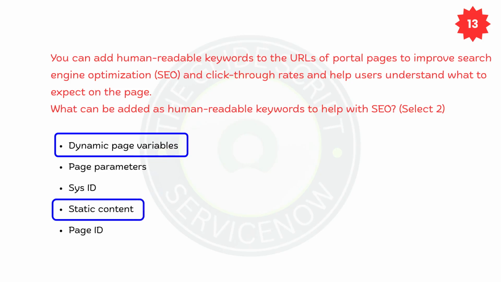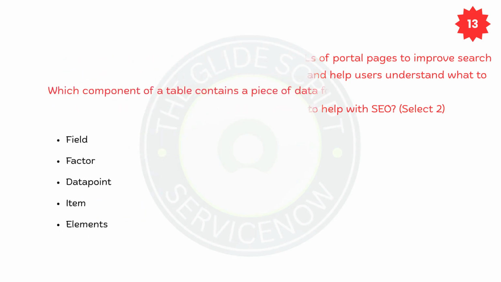Dynamic page variables can be included in service portal URLs to create meaningful human readable keywords. And static content, such as fixed descriptive words in the URL path, provides clear context about the page purpose.